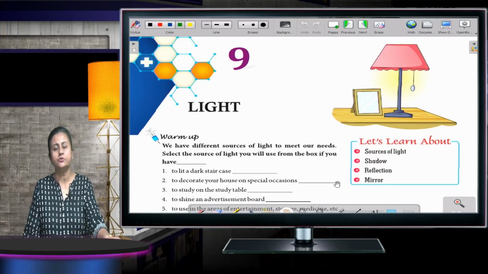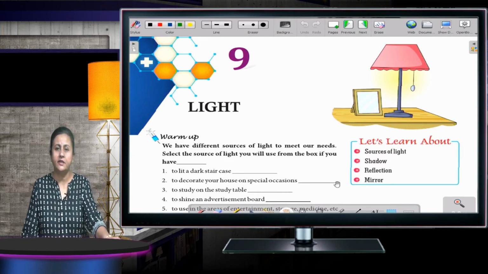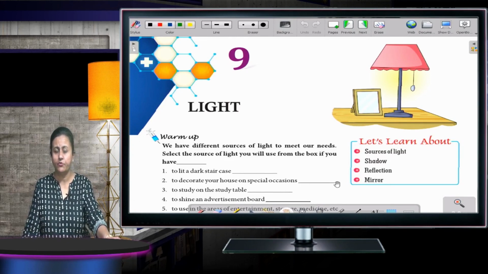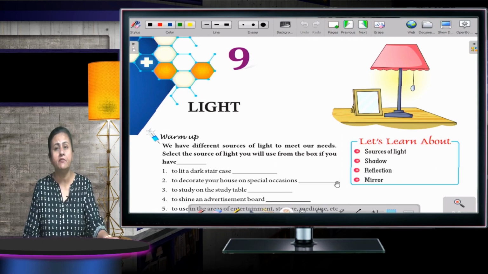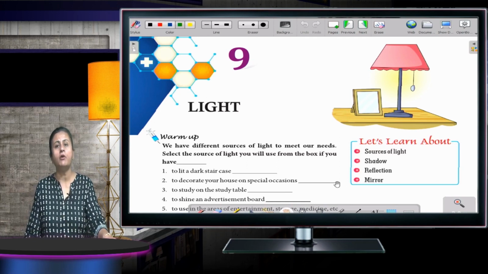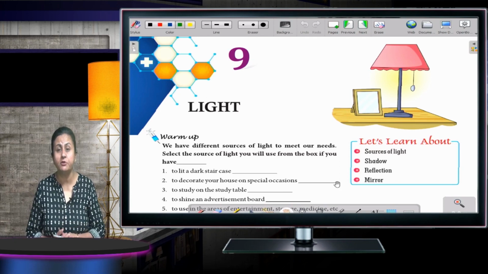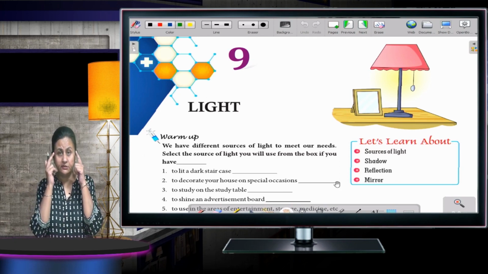As you can see on your screen, lesson number 9 is there. The topic is light. So what is light? Light is a form of energy. It's a form of energy which makes the things visible to us and we are able to see the things with the help of eye.